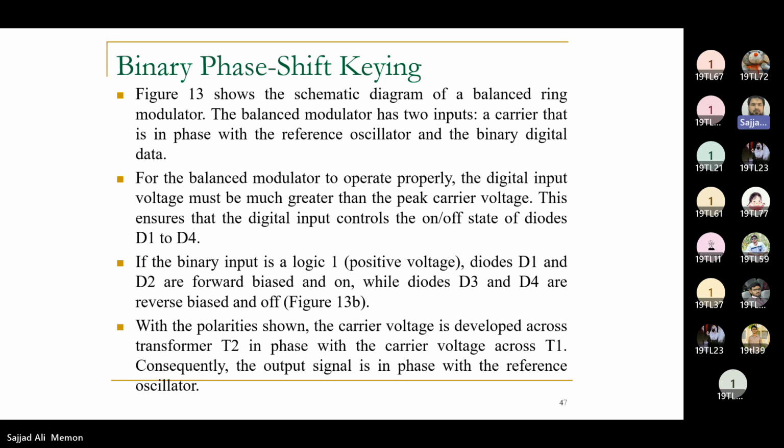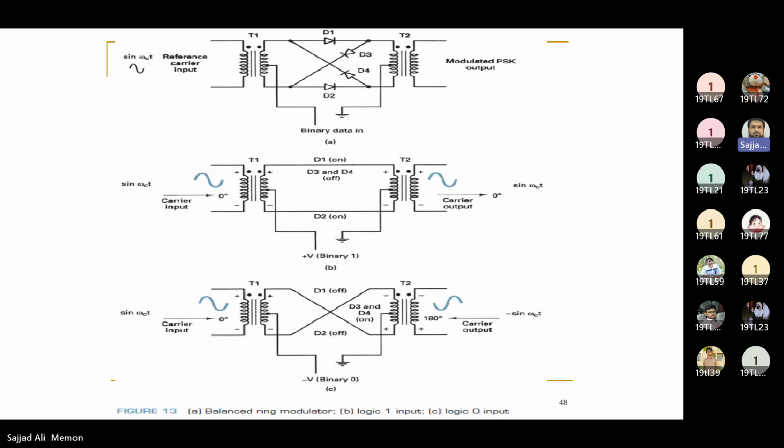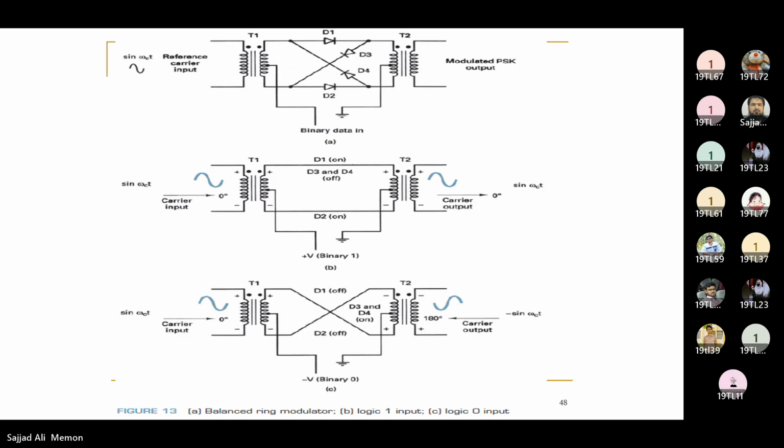That says that if the binary input is a logic 1, positive voltage, diodes D1 and D2 are forward biased and on, while diodes D3 and D4 are reverse biased and off. With the polarities shown, the carrier voltage is developed across transformer T2 in phase with the carrier voltage across T1. Consequently, the output voltage is in phase with the reference oscillator, that is also shown in figure 13B in this figure.